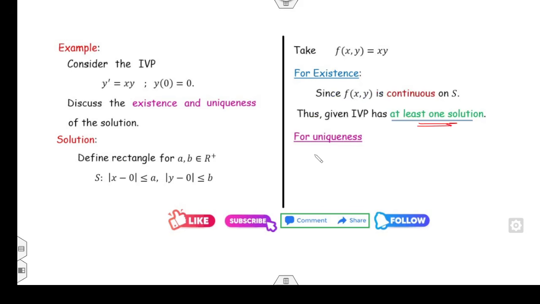अब uniqueness के लिए क्या करना है आपको? Function तो continuous हो गया, then you have to check ∂f/∂y. ये कितना है आपका? x. क्या ये continuous है आपका function? The function x is continuous. Yes, the function x is continuous on the domain S. Therefore, there exists a unique solution.